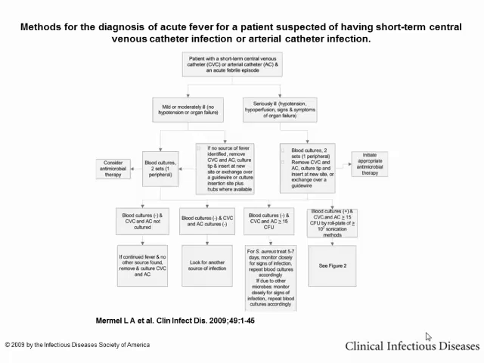So when you have a diagnosis of acute fever in a patient suspected of having a bloodstream infection, those who are mild or moderately ill actually go along this line. You start blood cultures and consider antimicrobial therapy. If you don't have a fever, remove it. You can either do a guidewire exchange or insert it to a new site, and send off cultures.